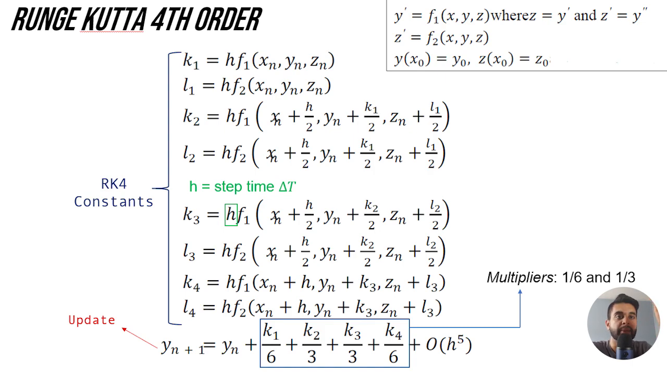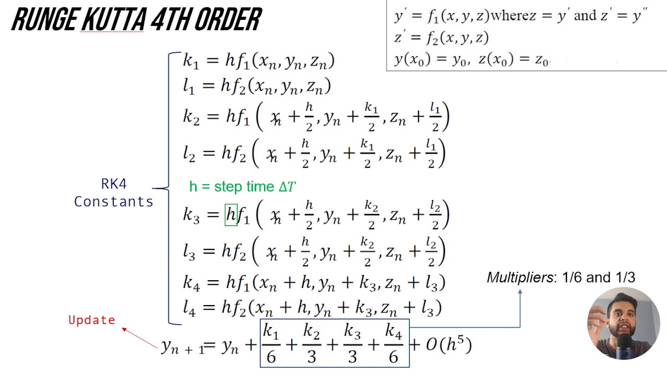For k2, you step forward by half, you go plus h over 2, right? The value of h is your step size, like saying delta t. So if you want to update every, let's say, 0.01 second, h would be 0.01. That is very important. You also have to approximate the function at x plus h over 2, and then for y and z you do y_n plus k1 over 2 and z_n plus l1 over 2.